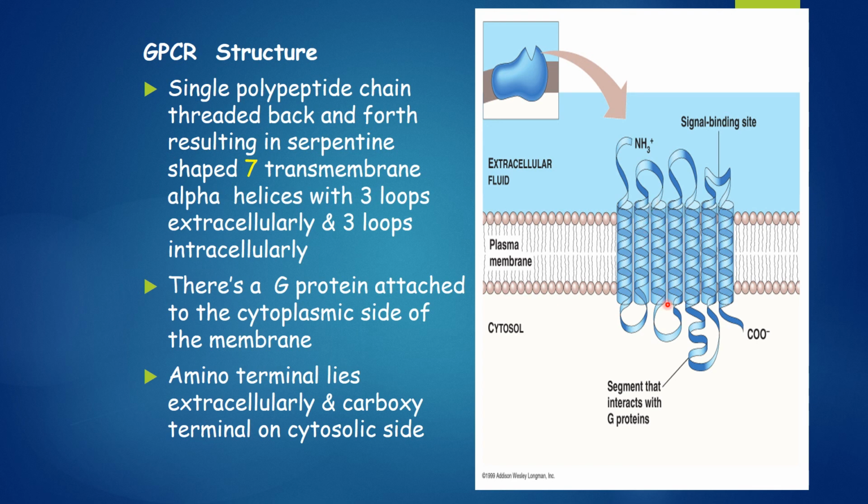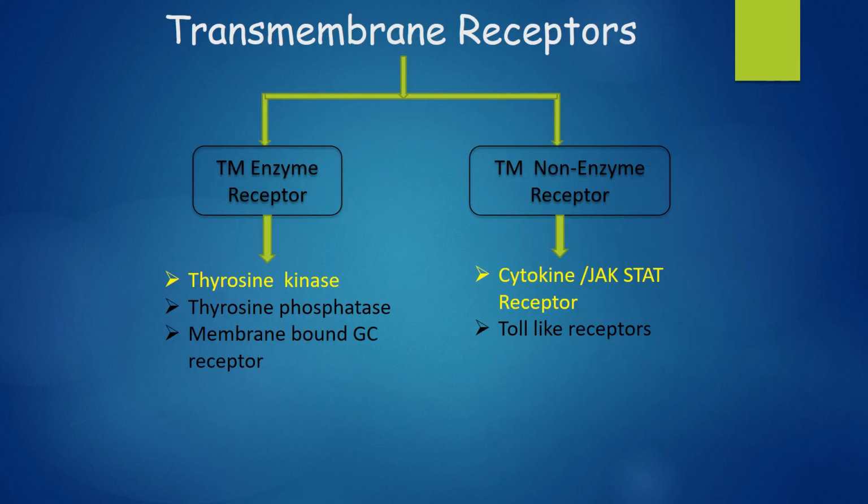See here, you can count this. There are 7 alpha helices, which have 3 outer extracellular loops and 3 inner loops. There is a G protein attached to the cytoplasmic side of the membrane. And the amino terminal, the NH2 terminal, will be extracellular, but the carboxy COOH terminal will be inside the cytoplasm. That is the G protein coupled receptor. In detail, we will be seeing it in the next class.